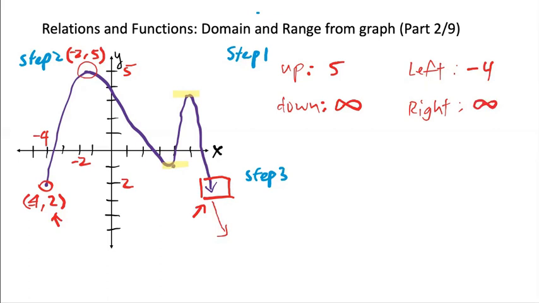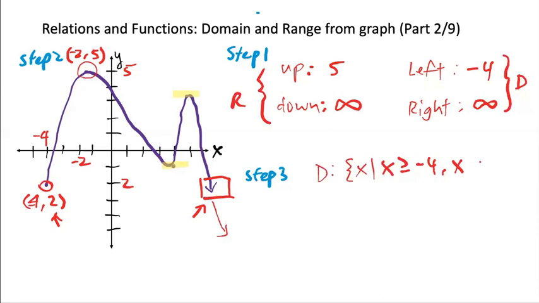So step 3. We need to write out the domain. Left, right is our domain. Up, down is our range. And domain says that it has to be greater than -4, right? Because the right is at infinity and the left is at -4. So we have x greater than or equal to -4, where x is an element of R, so real numbers.